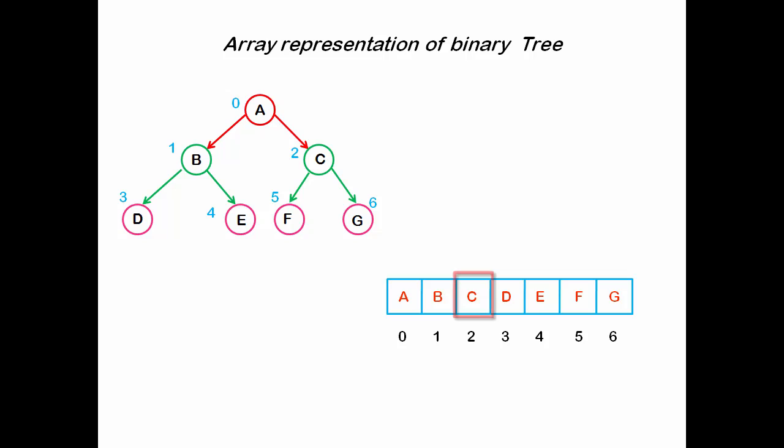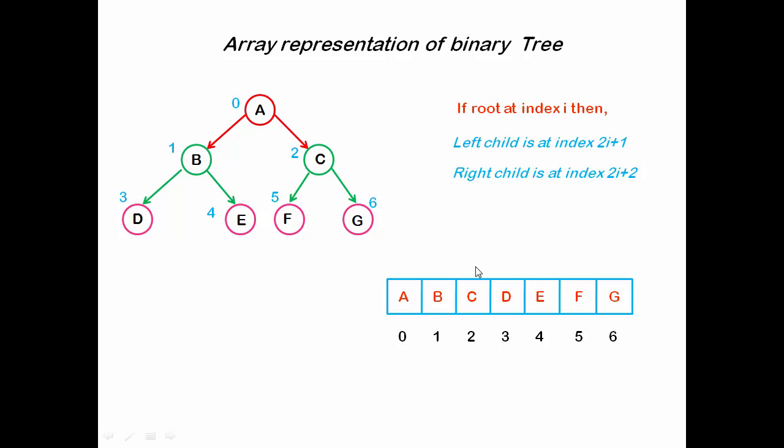If we consider the root at ith position, the left child will be at index 2i plus 1 and the right child will be at index 2i plus 2. For this example, C at index 2, so left child will be 2 into 2 plus 1, at index 5, and right child will be 2 into 2 plus 2, at index 6. At index 5 we store F and at index 6 we store Z. So left child of C is F and right child of C is Z.